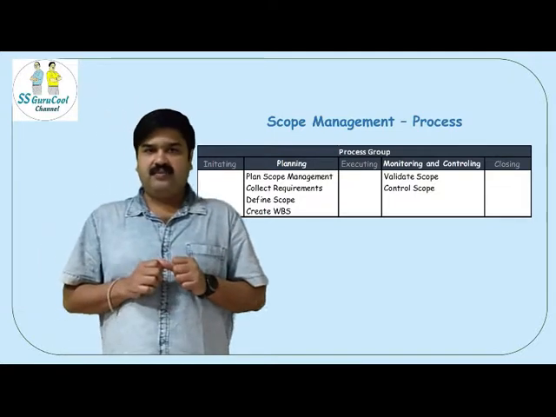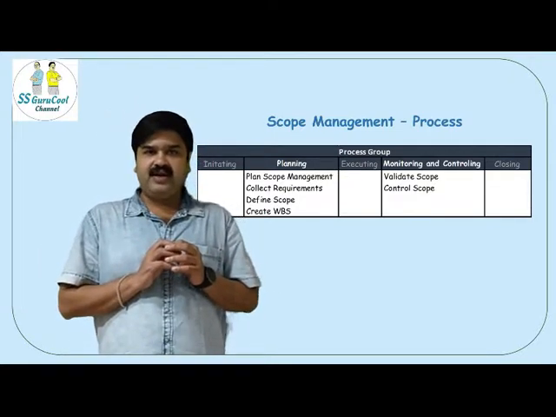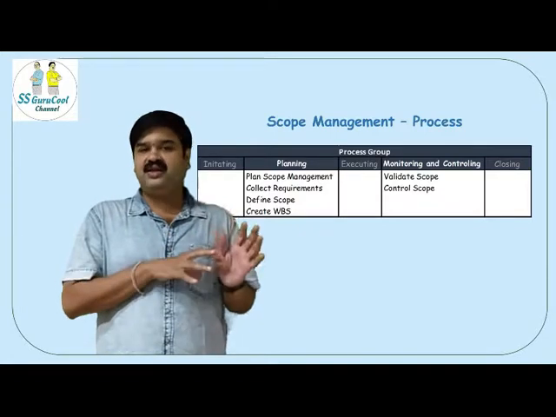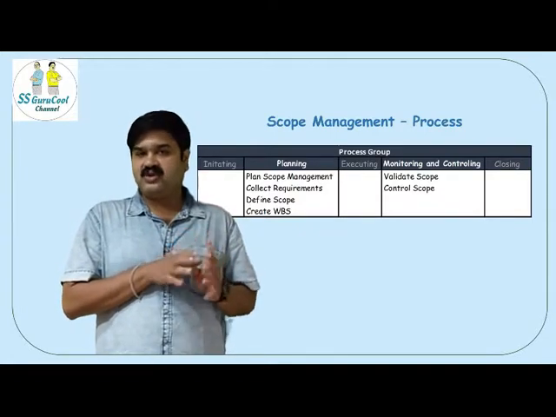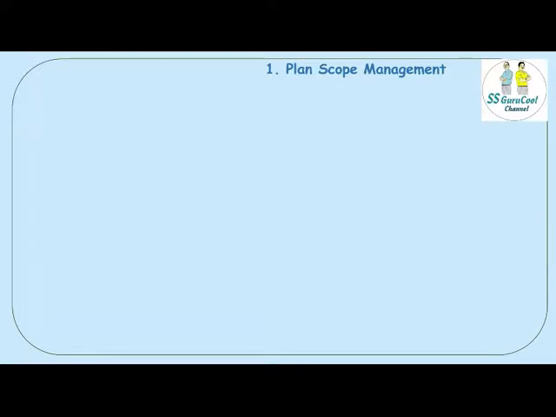From now on, I will be talking about the inputs, tools and techniques and the outputs of a process. First process we will be seeing in the scope management knowledge area is the plan scope management process. The inputs for this process are project management plan, project charter, enterprise environmental factors, and organizational process assets. We have already seen the details of project management plan, enterprise environmental factors, and organizational process assets in the previous video. Project charter will be dealt with in detail as a part of the integration knowledge area.